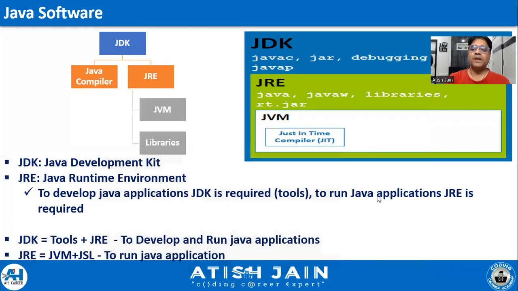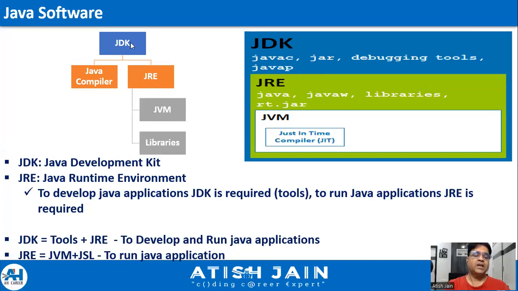Before we start writing programs in Java, let me explain what your JDK consists of. JDK stands for Java Development Kit. It contains the Java compiler and the Java Runtime Environment. So JDK contains the Java compiler as well as the JRE. JRE stands for Java Runtime Environment. It contains the Java Virtual Machine as well as the libraries which are required for developing Java programs.